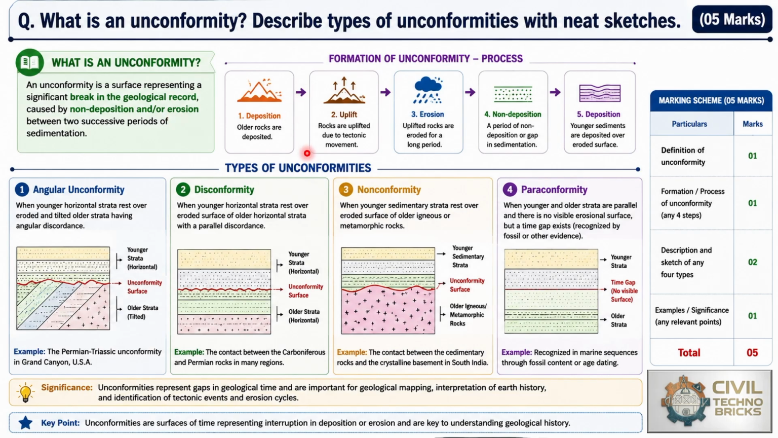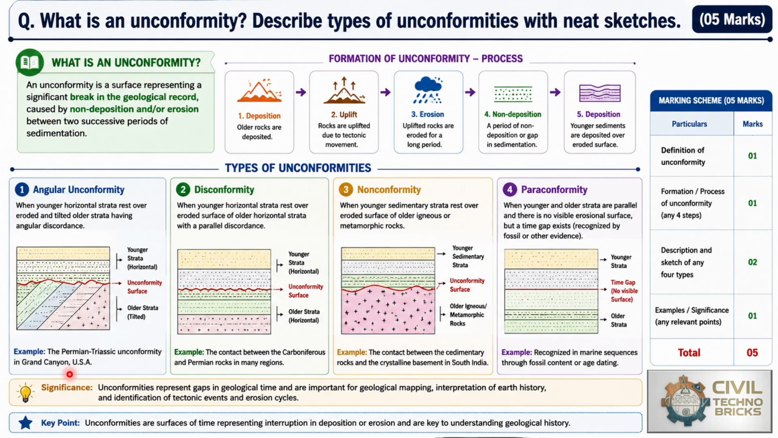With reference to that, we have 4 types of unconformities. The nomenclature for each one is angular unconformity, disconformity, non-conformity, and paraconformity. Here the angular unconformity is where younger horizontal strata rest over eroded and tilted older strata, having angular discordance. Younger strata are horizontal above the unconformity surface, and older strata are tilted.